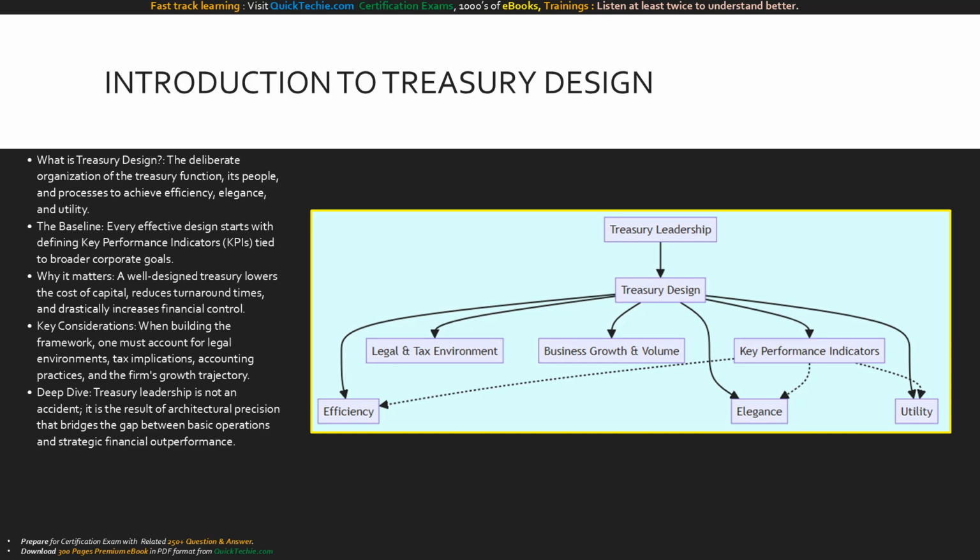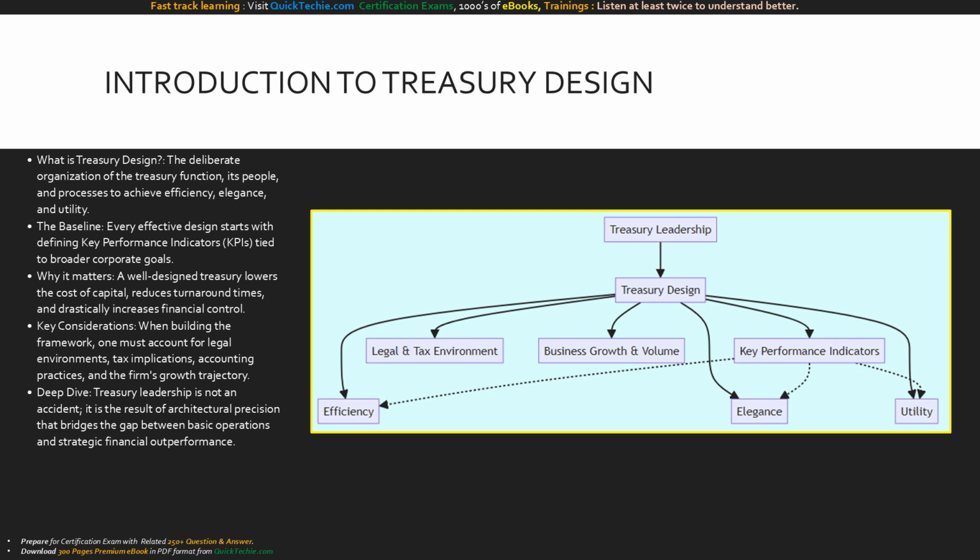Welcome, everyone. Today, we are diving deep into the architecture of modern corporate finance, principles of effective treasury design. As a senior treasury professional, I can tell you that a poorly designed treasury is like a leaky pipe in your financial plumbing. It drains value silently. But what exactly is treasury design? It is the deliberate organization of the treasury function, its people, and its processes to achieve efficiency, elegance, and utility.